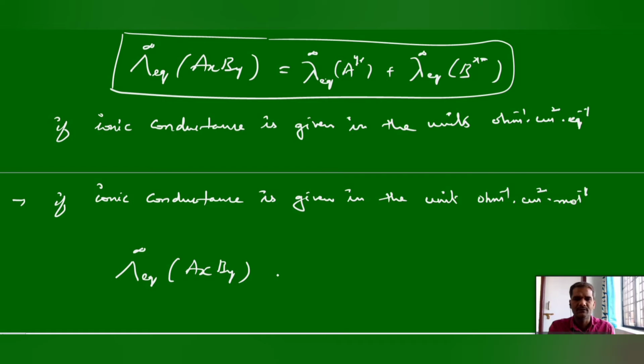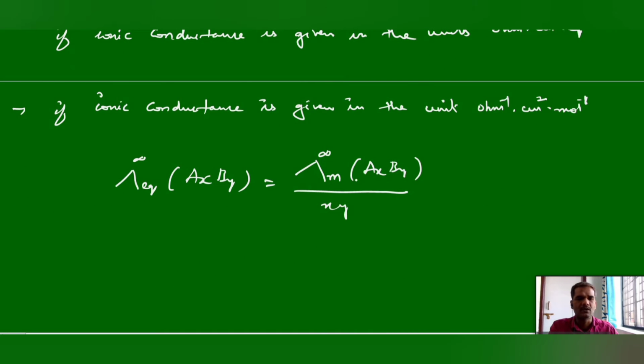This is equals to, we know that according to the equivalent and molar conductance, lambda molar conductance at infinite dilution of AXBY by XY. And what is the molar conductance of AXBY? It is X times the molar conductance of AY plus at infinite dilution, plus Y times the molar conductance of BX minus, by XY.